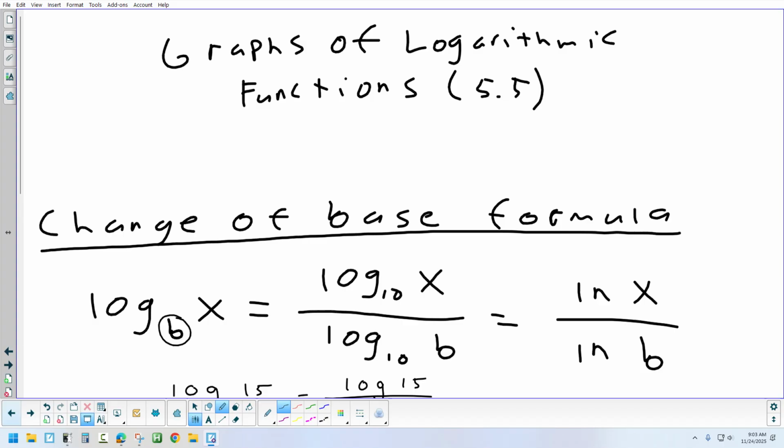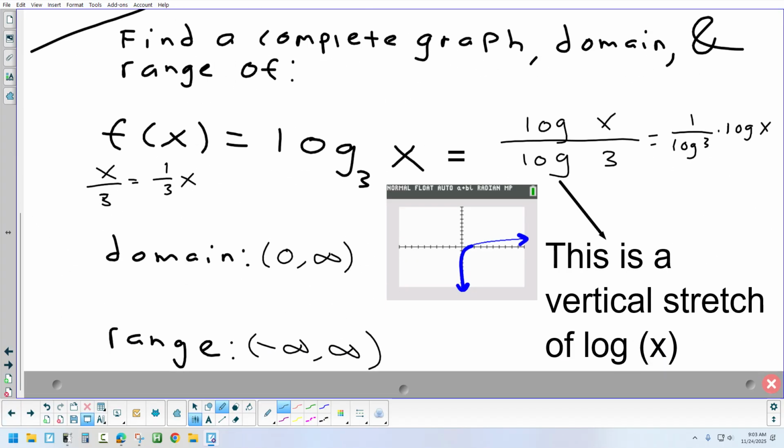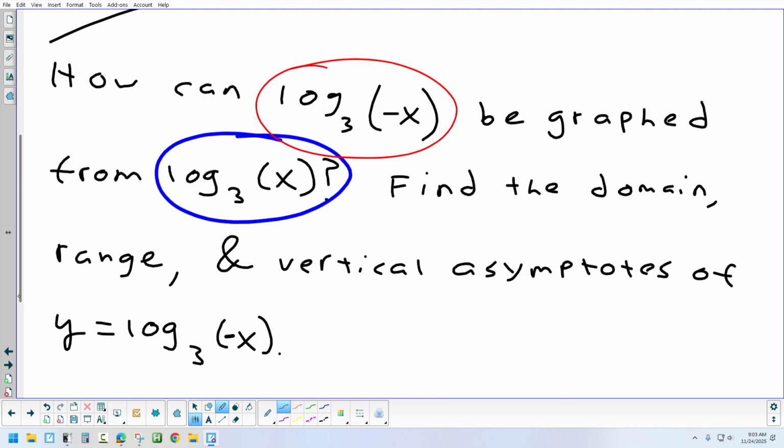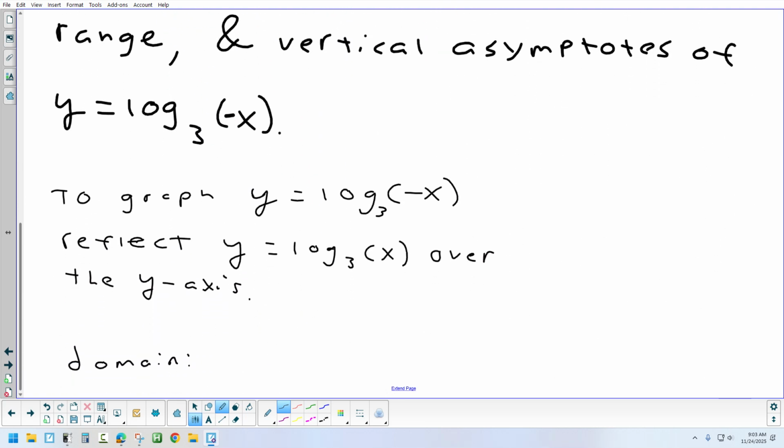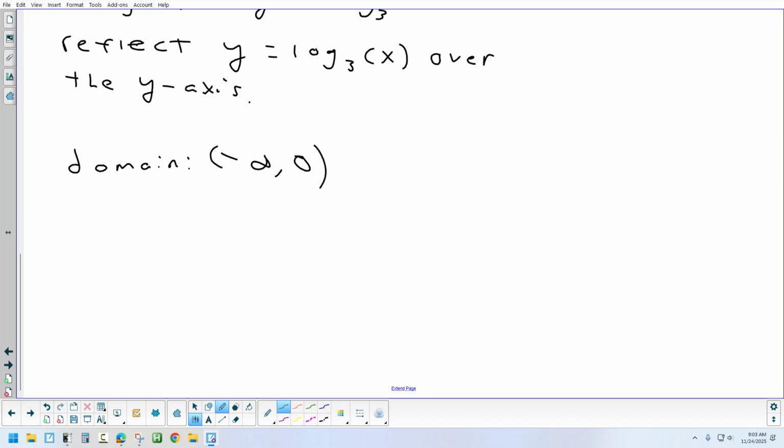Well, if you think back to the one that we just did, even though this has a vertical stretch with it, or in this case actually vertical compression, it didn't affect the domain. Stretching something up and down never affects the domain. So that is the domain of log base 3 of x. If you reflect that, what would be the domain of log base 3 of negative x? Yep. x is less than 0. Okay, so that's the domain.